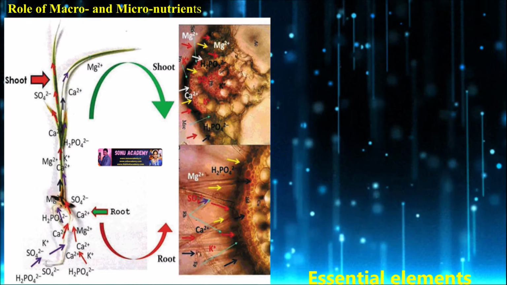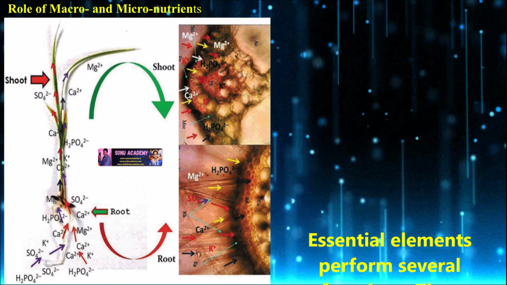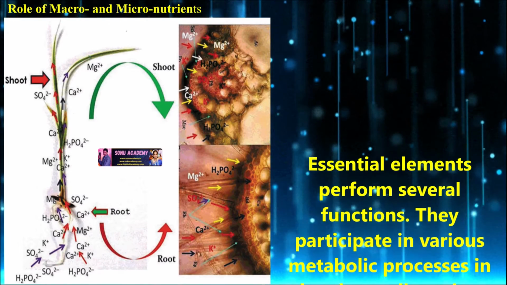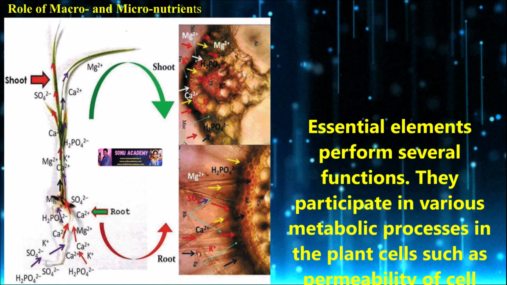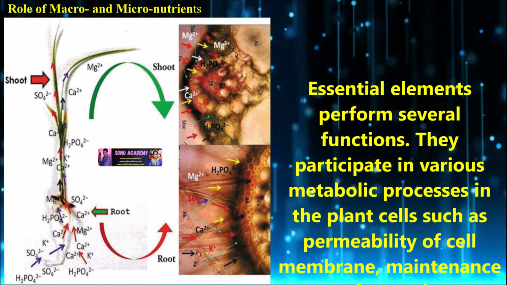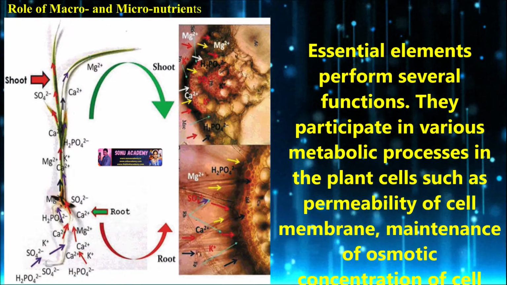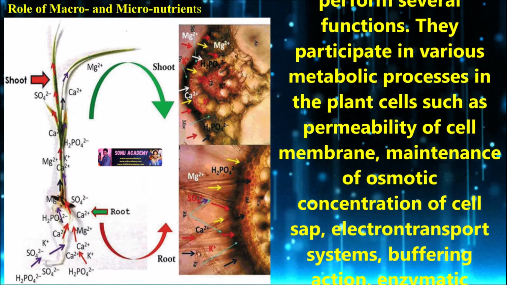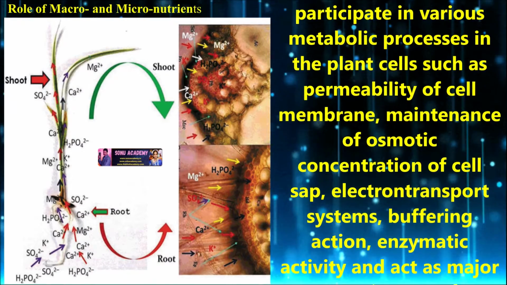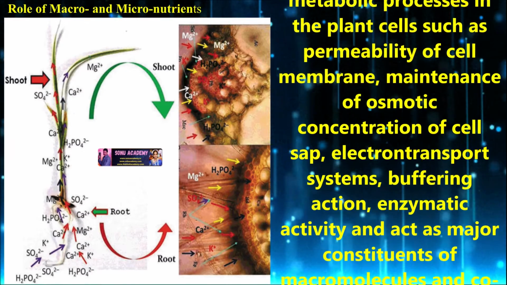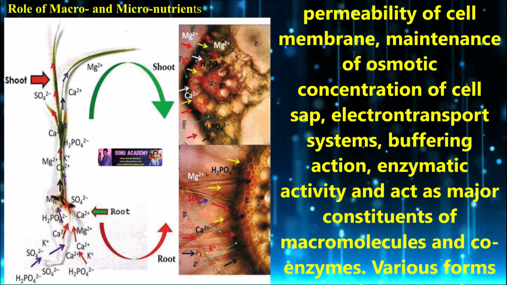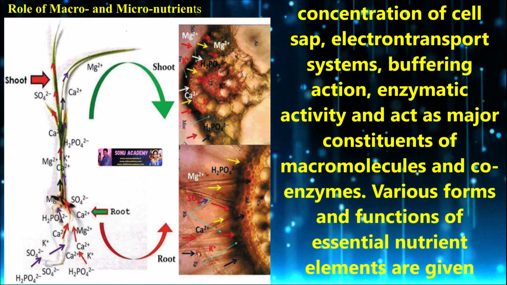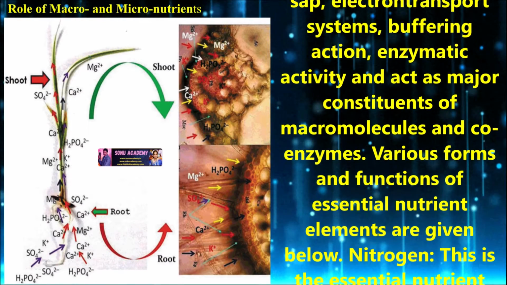Children, now let us discuss the role of macro and micronutrients. Essential elements perform several functions. They participate in various metabolic processes in the plant cells such as permeability of cell membrane, maintenance of osmotic concentration of cell sap, electron transport system, buffering action, enzymatic activity, and act as major constituents of macromolecules and coenzymes. Various forms and functions of essential nutrient elements are given below.